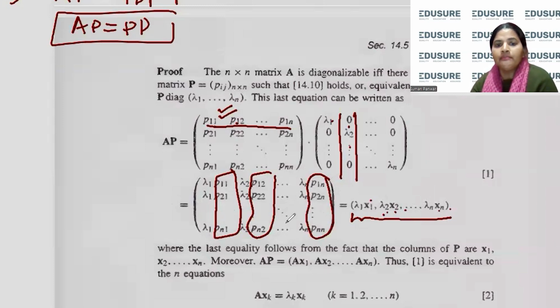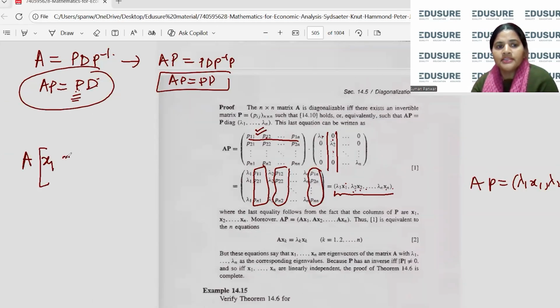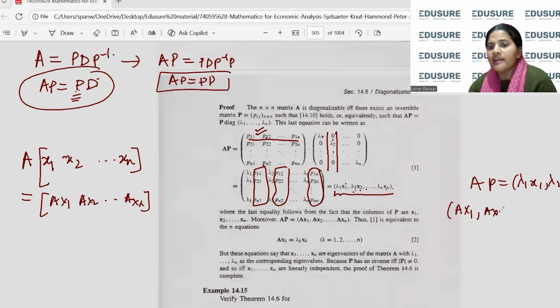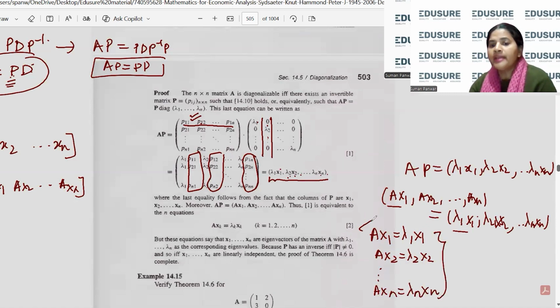Now, AP. I am able to write PD is equal to lambda 1 x1, lambda 2 x2 till lambda n xn. And what is my AP? AP is nothing but A times the first column of P, the second column of P till the nth column of P. So that is nothing but AX1, AX2, AXn, which is equal to lambda 1 x1, lambda 2 x2 till lambda n xn. Now you have two matrices, and two matrices are equal if and only if their corresponding entries are equal. So AX1 is equal to lambda 1 x1, AX2 is equal to lambda 2 x2, AXn is equal to lambda n xn. So I am getting these equations.